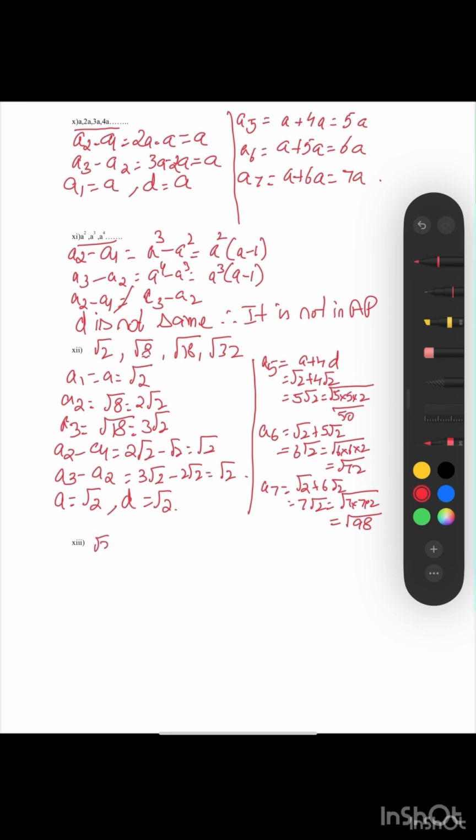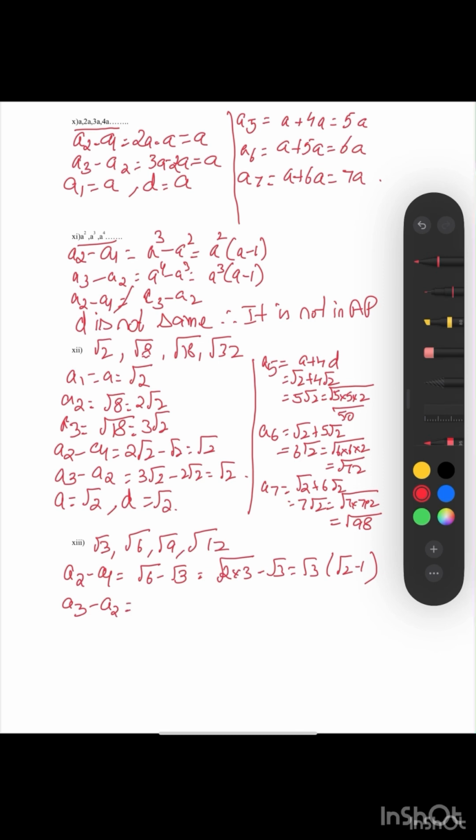Coming to the next part, it is under root 3, under root 6, under root 9, under root 12 and so on. Let's first check whether it is in AP or not. The difference between the first two terms, A2 minus A1, is under root 6 minus under root 3. Under root 6 I can break as under root 2 into 3, minus under root 3. So from here I can take out under root 3 common, and I would be left with under root 2 minus 1.